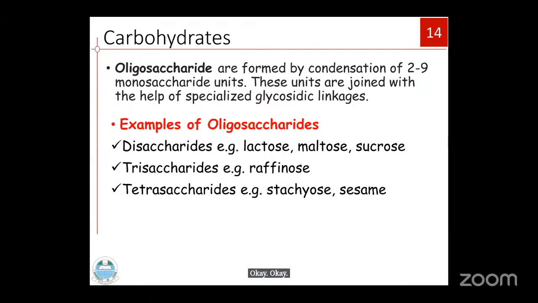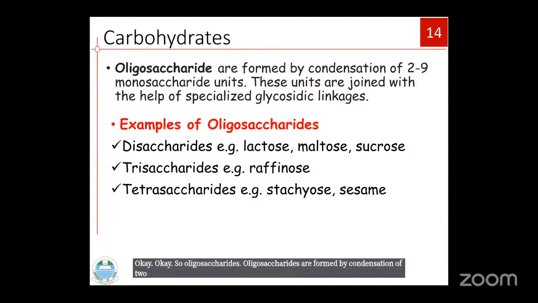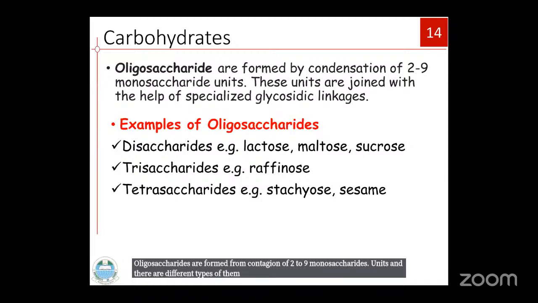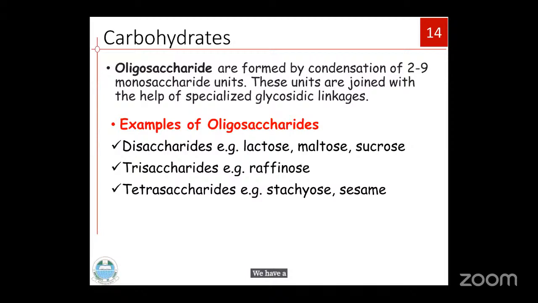Oligosaccharides are formed by condensation of 2 to 9 monosaccharide units, and there are different types of them. We have disaccharides, trisaccharides, and tetrasaccharides.